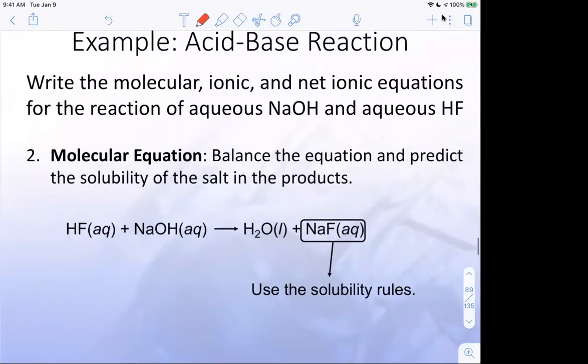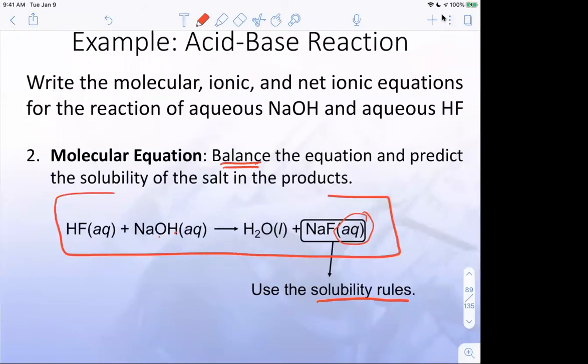So in the molecular equation, I'm going to balance the equation and predict that solubility. According to the solubility rules, this is in fact aqueous, and I have 2 hydrogens on each side, 1 oxygen, 1 sodium, 1 fluorine, so this is actually balanced the way it is written here. So this whole thing is going to be my balanced molecular equation.